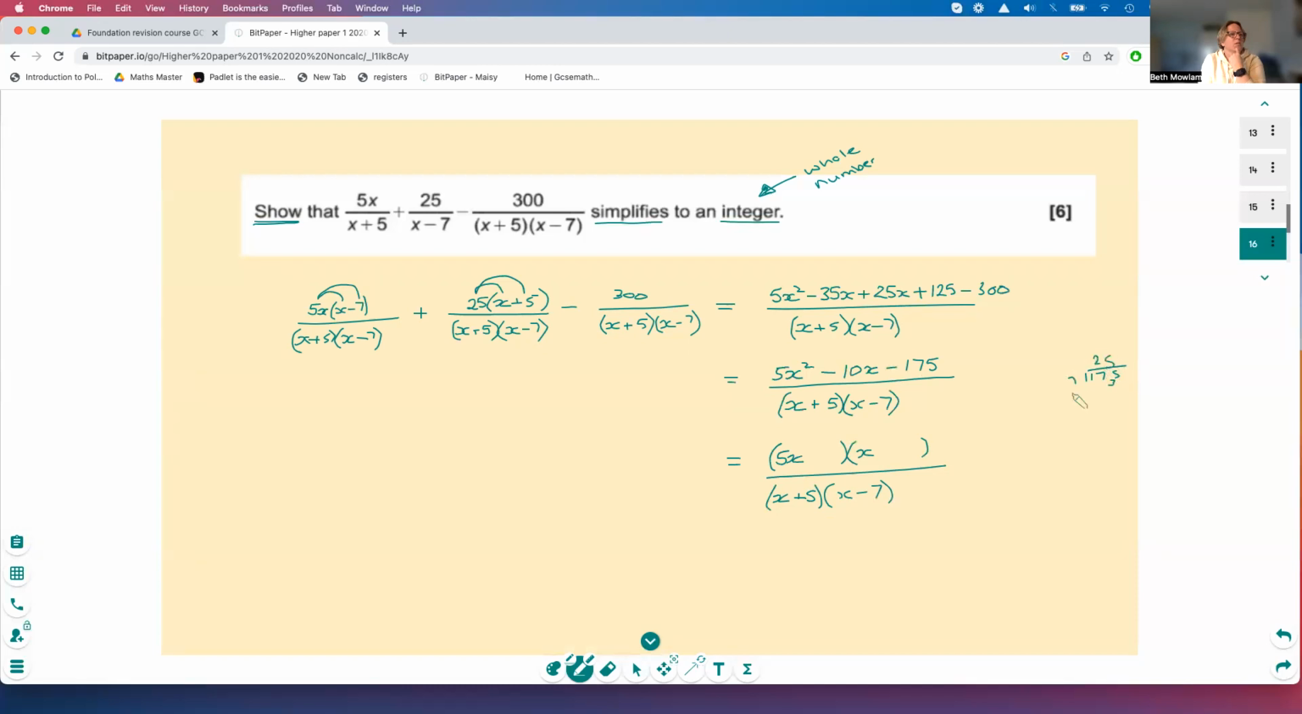7 goes into 175, 25 times. So we could have 7 and 25. Which is going to work because that's going to give us 35. So that's a 7 and that's a 25. 7 times 5x is 35x. 25 times x is 25x, which gives us that 10x. So we've got this. So we cancel out the common factor. Now I can then factorize that top one even more.